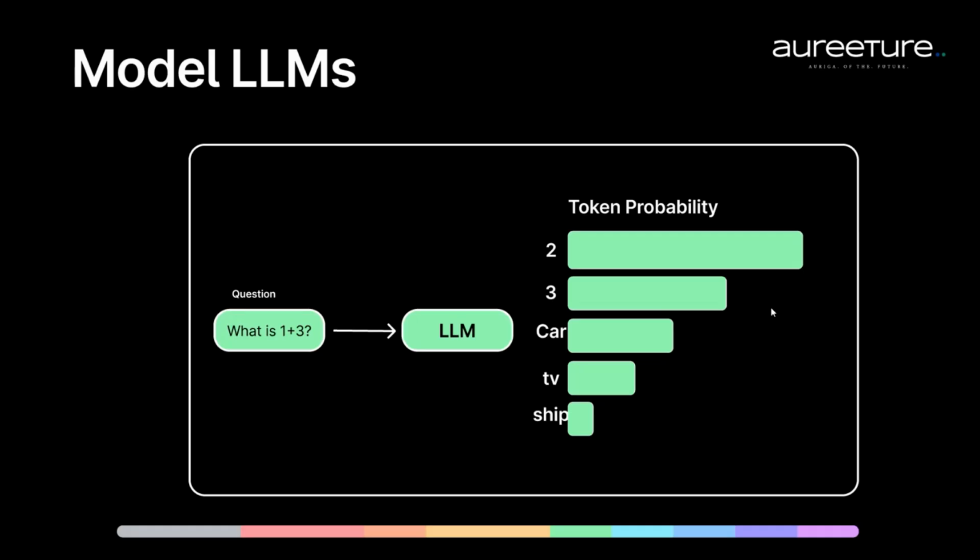And as you can see here, we have token probability assigned to each token. What is 1 plus 3? Now you give it to the LLM, it determines, okay, 2 is this probability, 3 is this probability, car has low probability, TV has even lower probability, ship has even lower probability, right? So this is what it has learned. I think in earlier versions of GPT, you could have asked it to show the token probability for some top 10 or top 15 tokens or so. I'm not sure if that feature is still available, but it was there.